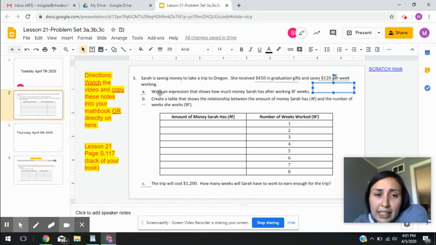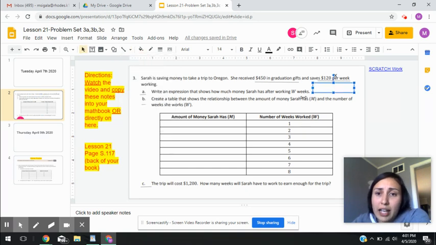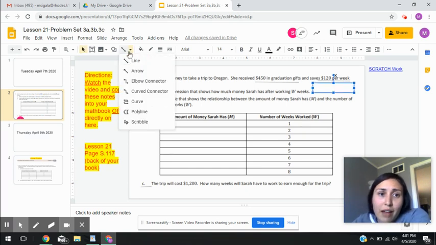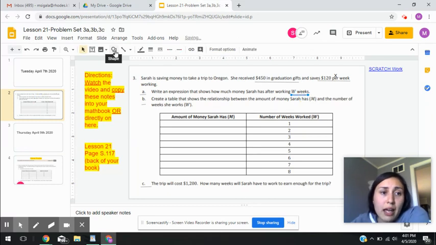So 3A says to write an expression. What is an expression again? It means it has to have a variable, it has to have numbers and an operation to express what's going on. So write an expression that shows how much money Sarah has after working W weeks. I love that they put in the variable I have to use already. Before the word weeks, they put the letter W. So I need to make sure I have that in my expression.